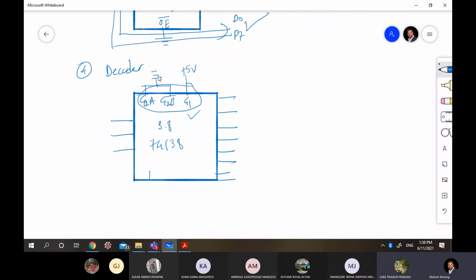Let's suppose we will have Y0 bar, Y1 bar, Y2 bar, these are outputs up to Y7 bar. Now let's suppose my input is 0 1 0. What will happen? 2 will be selected, Y2. Meaning, this is an active low decoder. So if 0 1 0 is the input, then Y2 bar will be low and everything else will be high, because this is an active low decoder. So it will make Y2 bar low and the rest of the outputs high. Understood? So this is how the decoder is used.